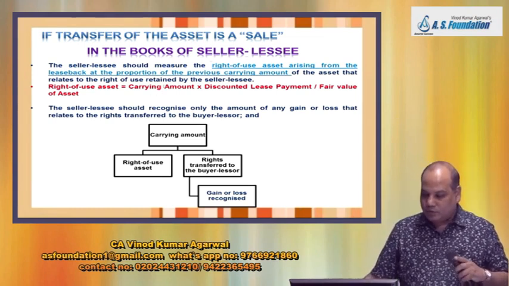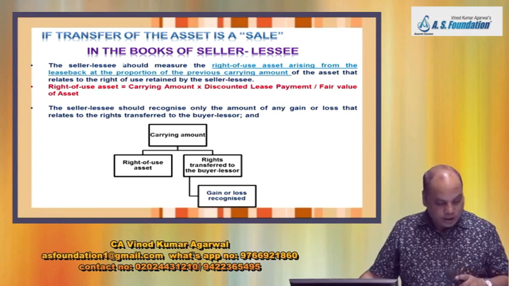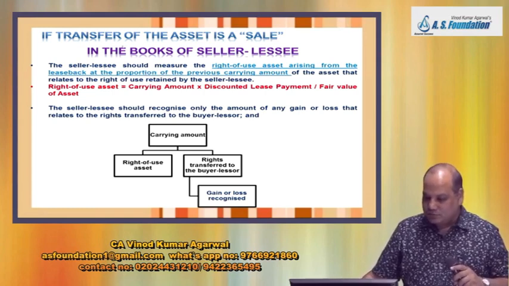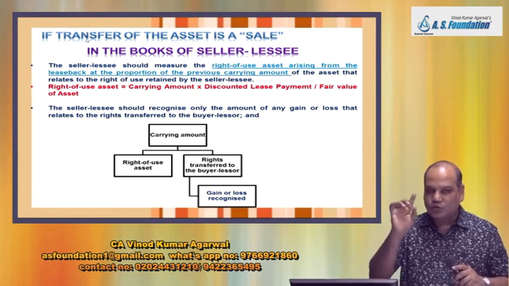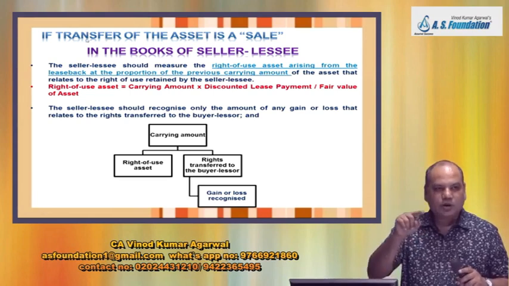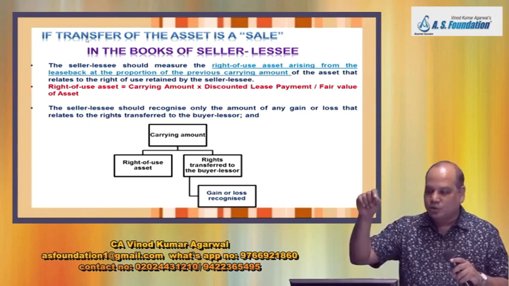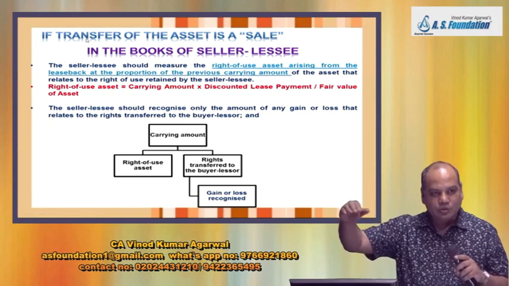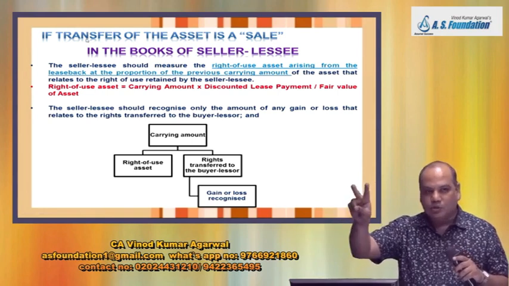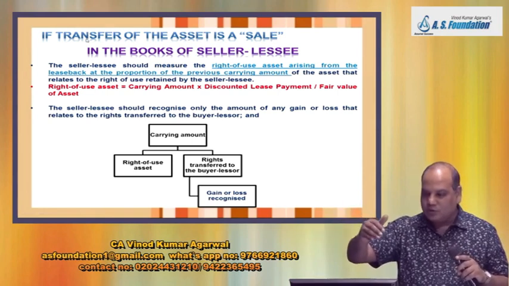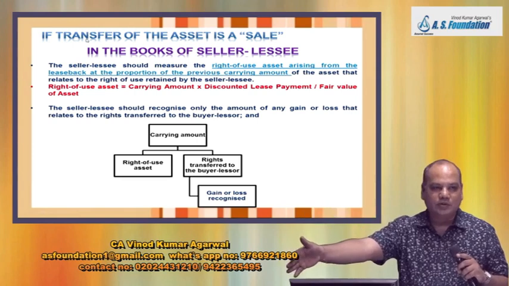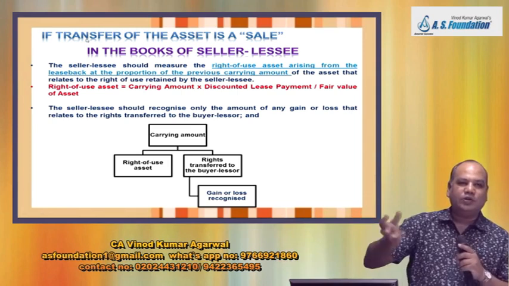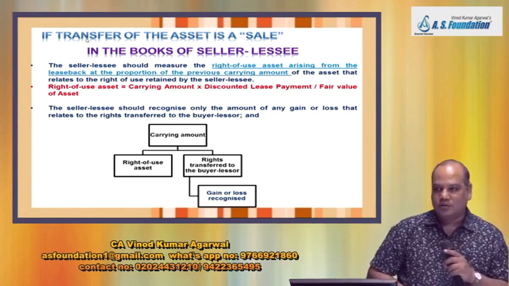I have written some formula here. In your diagram, a summary was given. Now we'll see a little more detailed version. First, case 1: transfer of the asset results in a sale. Under that, in the books of the seller lessee, the one who is selling the asset and taking the asset on lease again.